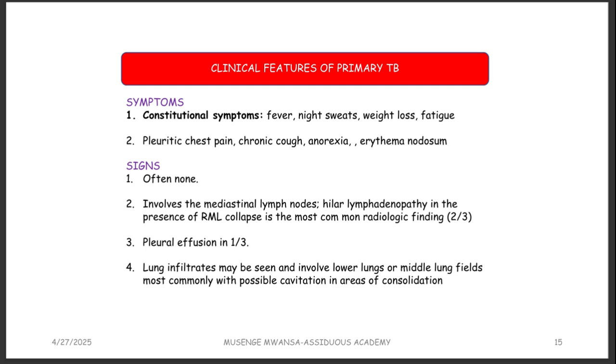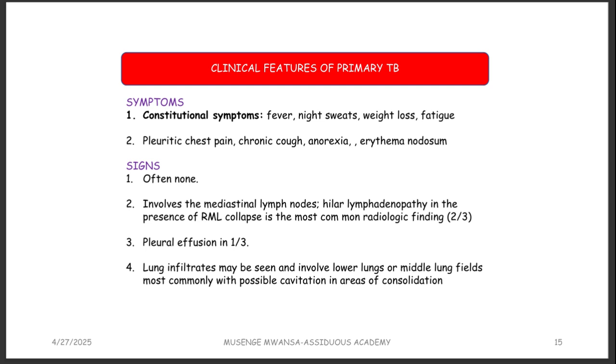The patient presents with these constitutional symptoms, okay, fever, night sweats, weight loss, fatigue. But they also have pleuritic chest pain. What is pleuritic chest pain? This is the chest pain that someone is going to experience when, let's say, for example, they're applying some pressure on themselves, like during coughing or when they're making these maneuvers. So that's pleuritic chest pain, worsened by coughing. There's also a chronic cough, anorexia. Someone doesn't want to eat, they end up losing weight, and then there's also erythema nodosum.